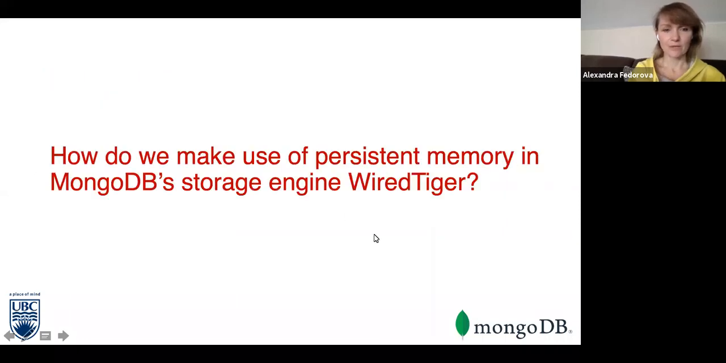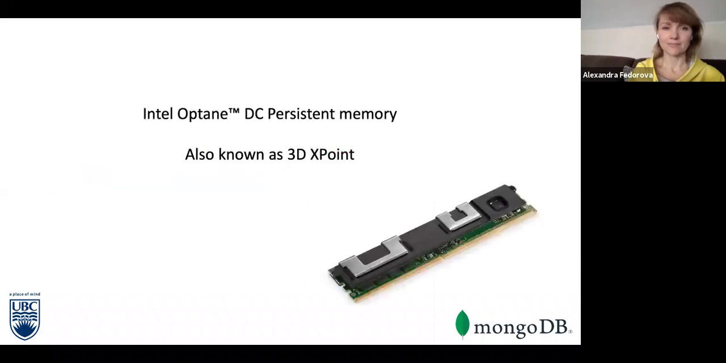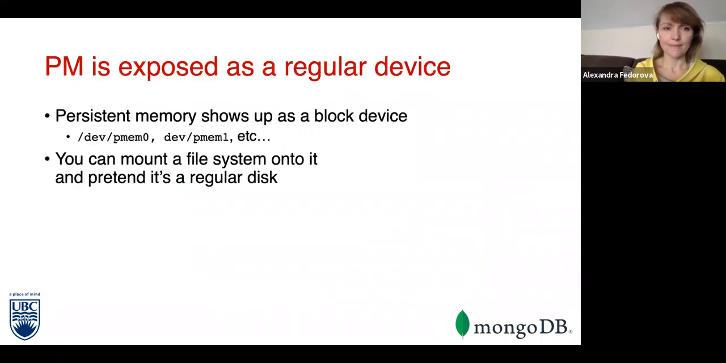This was part of the broader mission that I currently have at MongoDB, which is how to make use of persistent memory in MongoDB's storage engine WiredTiger. Today, of course, I'll talk about Intel Optane Persistent Memory, also known as 3D Crosspoint. As you probably know, persistent memory can be exposed to the operating system and applications as a regular block device. So you can write a file system onto it and pretend it's a regular disk and just mount it and use it.